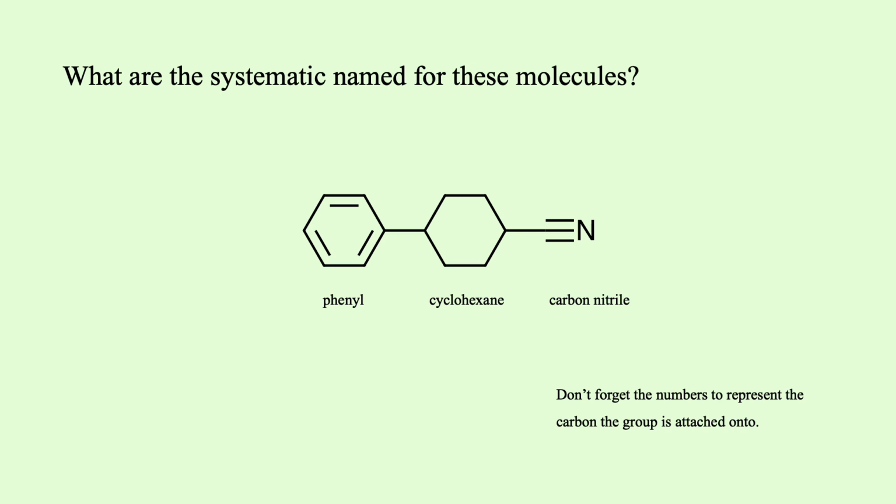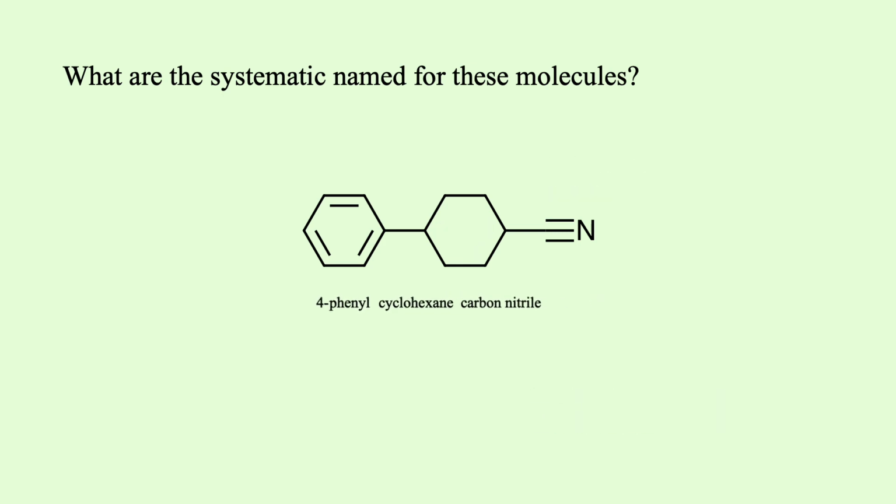When you're working out the number to show where the group is attached, you start on the priority group. So it'll be 4-phenylcyclohexanecarbonitrile, and carbonitrile would not have a number on it. Joining the name together, this is what it would look like.